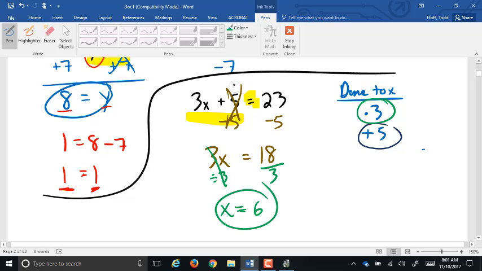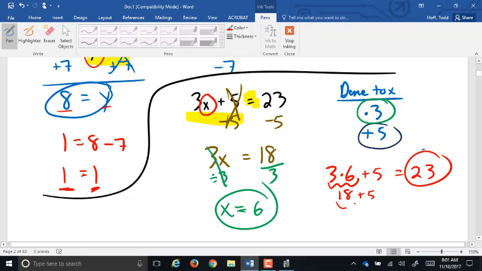X equals 6. Now again, if I'm not sure, if I want to double check, I go up here, I rewrite my equation, putting 6 in where the x is. The 23 isn't going to change. Over here, 3 times 6 is 18 plus 5, 23. I get the same value on both sides.